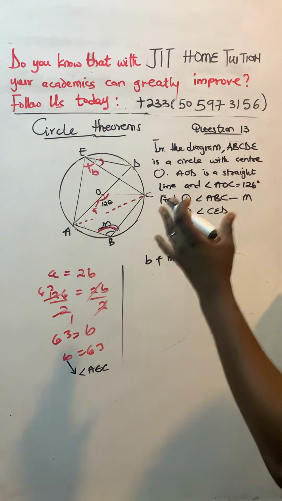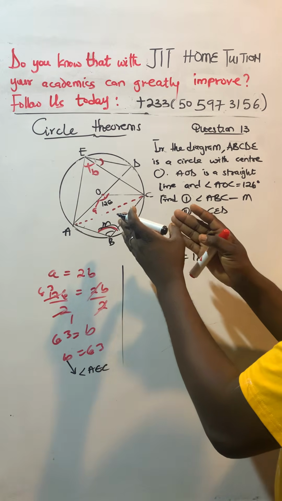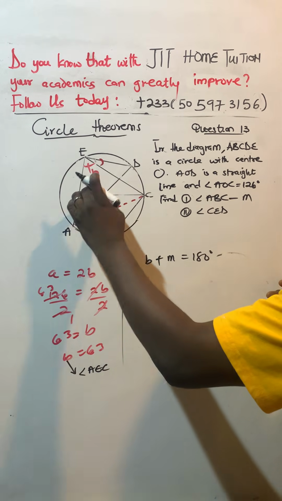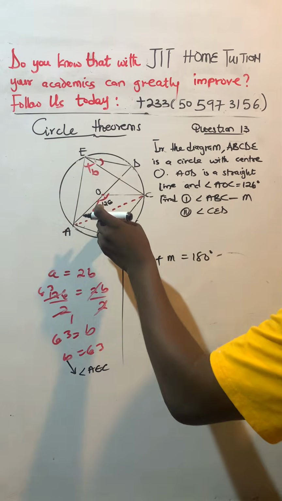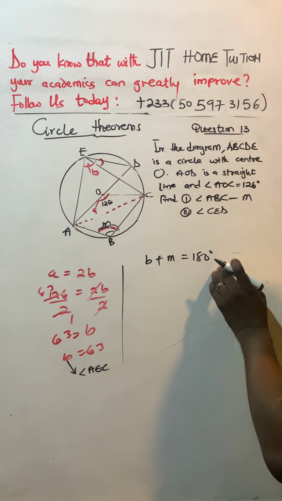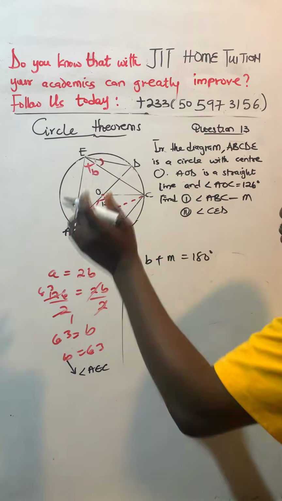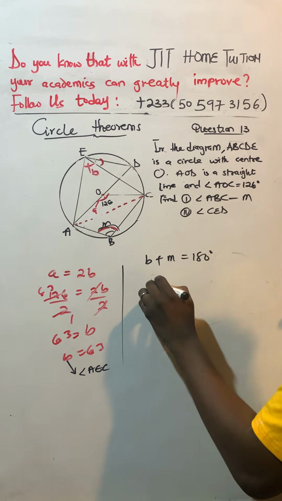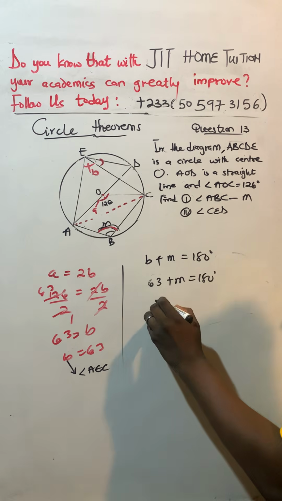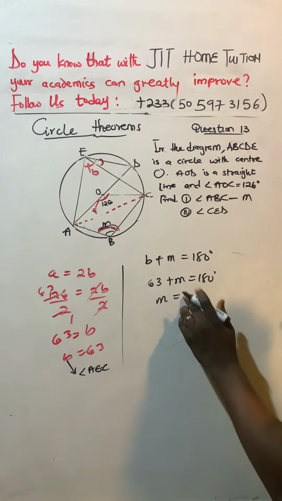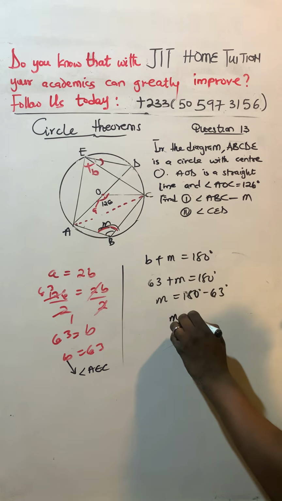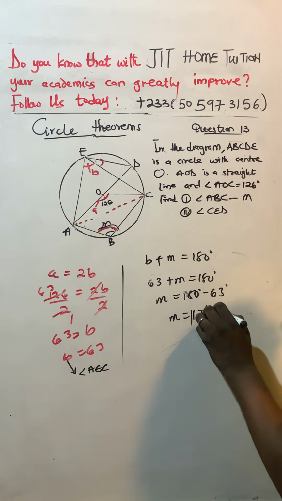Now, what is the reason? It means that when you have a cyclic quadrilateral, opposite angles sum to 180. So we have 63 plus M equal to 180 degrees. So M will be equal to 180 degrees minus 63. You have M to be equal to 170.